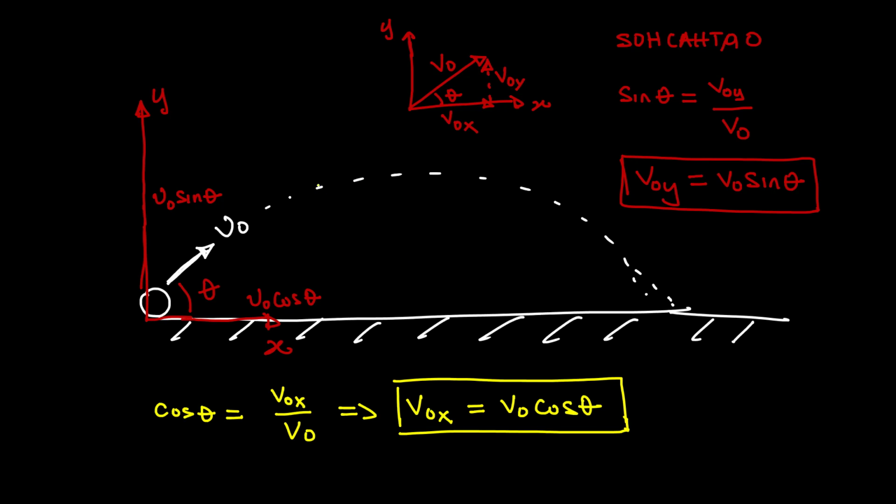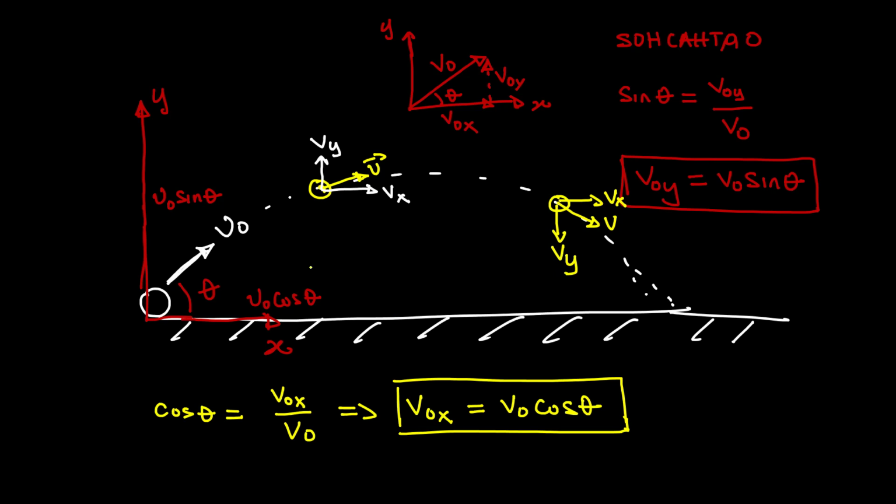Now, if we, for example, draw the projectile at this point, this is the direction of the velocity. We can split it into two components. You have the x component Vx and you have the y component Vy. Similarly, if we draw the object right here, the direction of the velocity is in that direction. This is Vx and this is Vy.